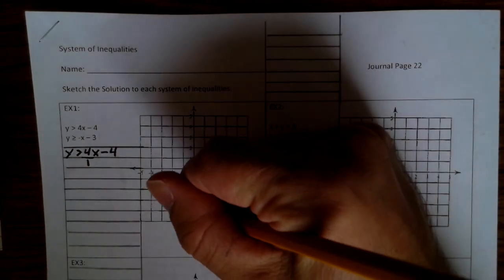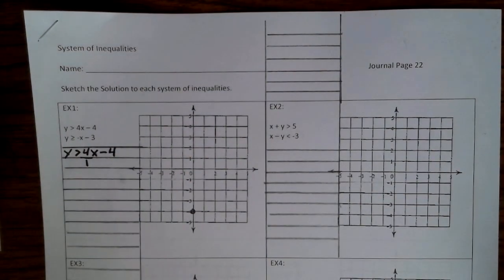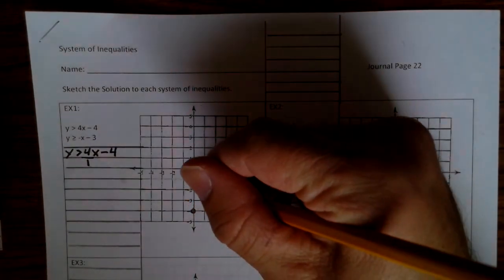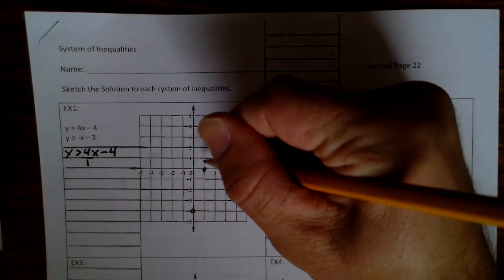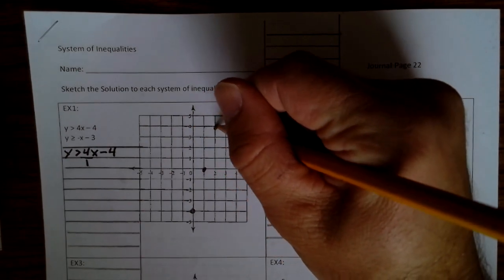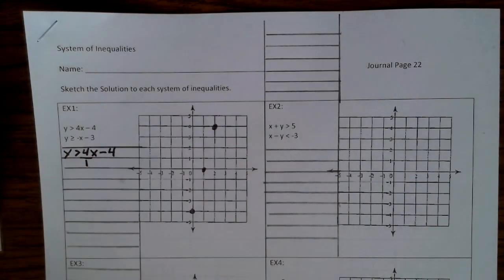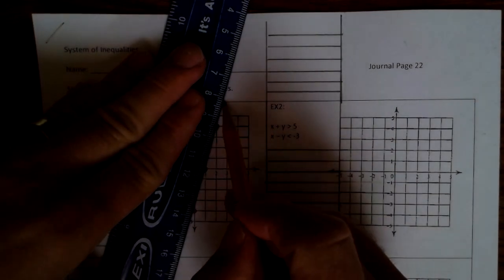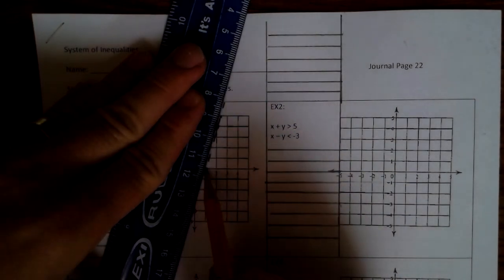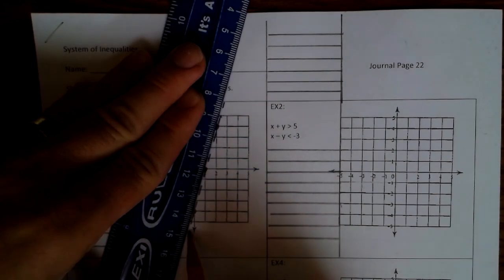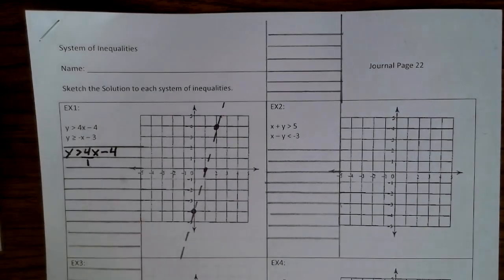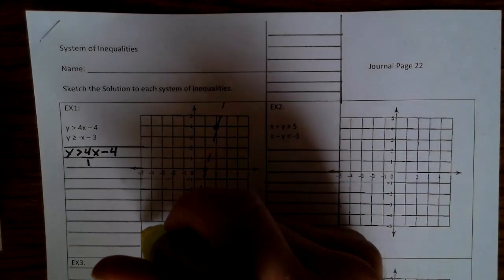So we're going to put a point at -4. And then this tells us we go up 4 to the right 1. So up 1, 2, 3, 4 to the right 1. Up 1, 2, 3, 4 to the right 1. Now there's no line underneath, so it's a dashed line. Now it's greater than, so we shade above.